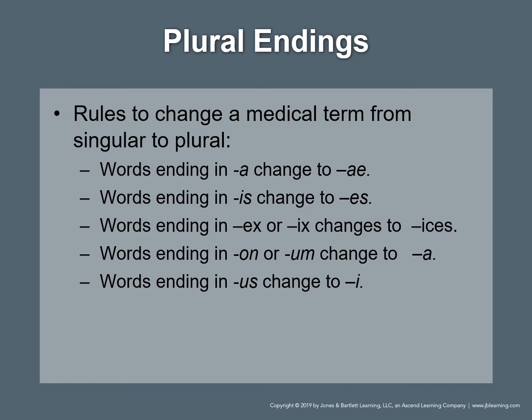Singular words ending in EX or IX are changed to ICES. Example would be apex becomes apices. Singular words ending in ON or UM change to A. Example would be ganglion becomes ganglia. Singular words ending in US change to I. Example would be bronchus becomes bronchi.